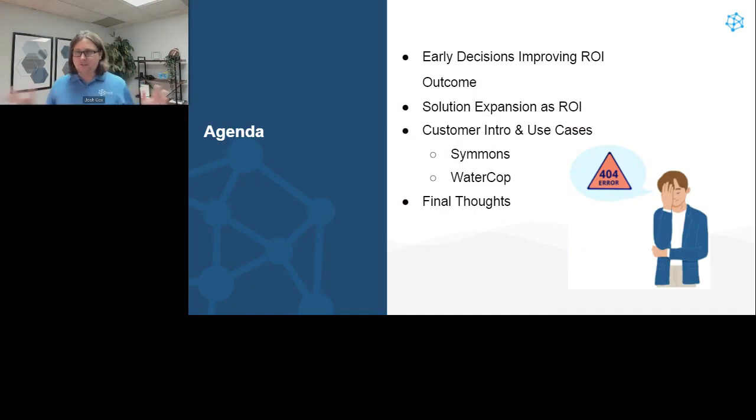So really, I split ROI into two camps. One is innovation for innovation's sake, and the other is those who are nailing it down and wanting to understand the math behind it. But today I'm going to dig a bit more into those early decisions and how that works, as well as how you see solutions expand across an organization. I'll go through a couple of client use cases and offer some final thoughts there.